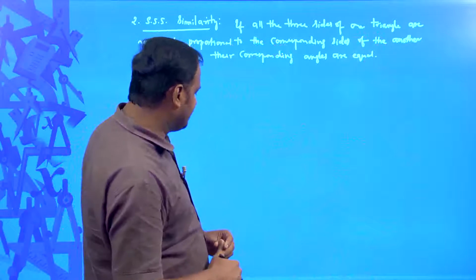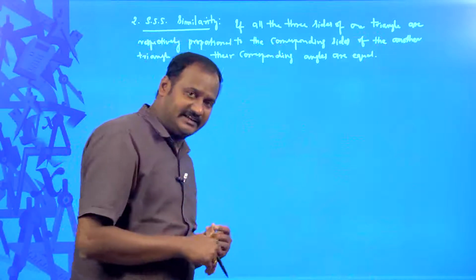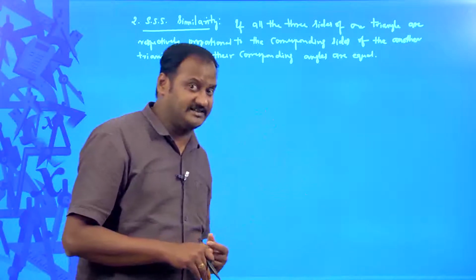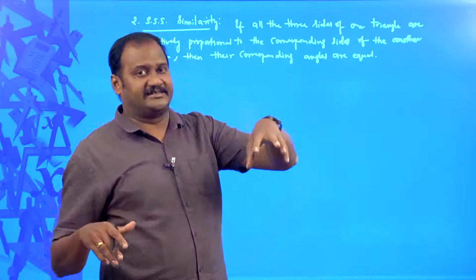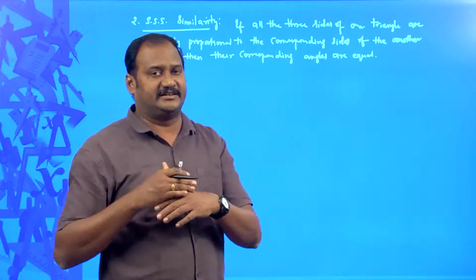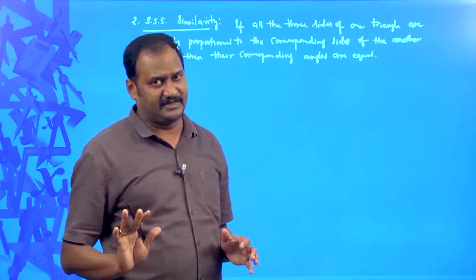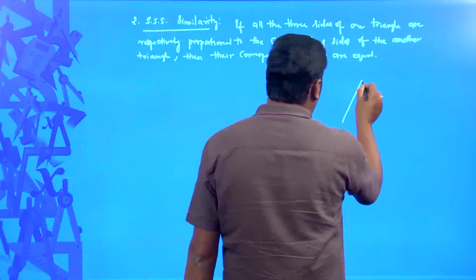Let us try to prove this similarity criterion, and remember one thing, in order to prove this SSS similarity criterion, we can use the AAA similarity criterion. Means what? If you can identify three angles of one triangle are respectively equal to three angles of the other triangle, directly we can say that their corresponding sides are proportional. Hope you understand, right?